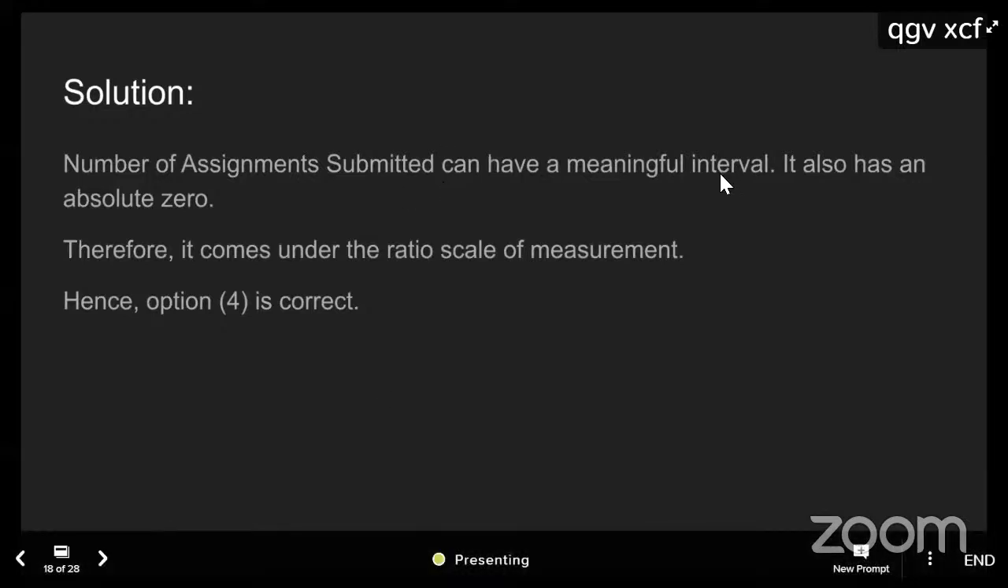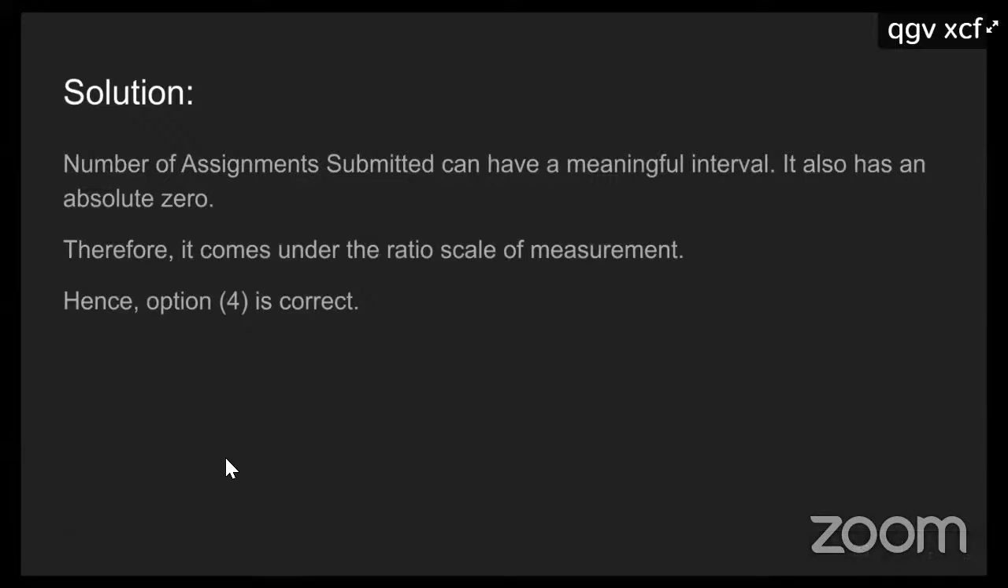If there is any doubt about this table, Asrita, you can ask after that. Identifying a ratio scale means the important point is to identify absolute zero. Absolute zero is the difference between interval scale and ratio scale. That's it.